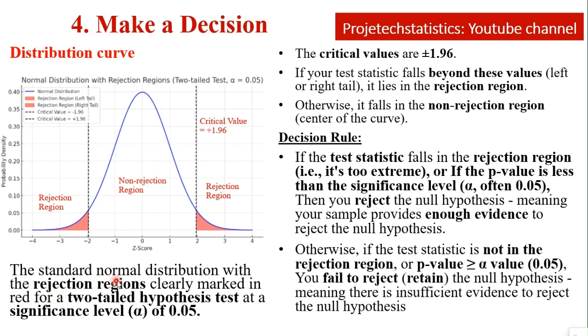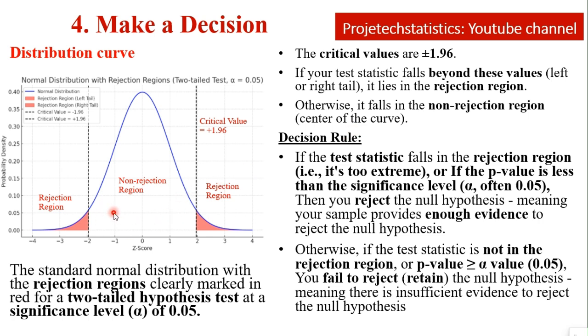So this is the standard normal distribution with the rejection zone clearly marked in red for a two-tailed hypothesis test at a significance of 0.05. The critical value here is plus or minus 1.96. If your test statistic falls below or beyond this value, on the left or on the right tail, it lies in the rejection region, as I said earlier. Otherwise, it falls in the non-rejection region.